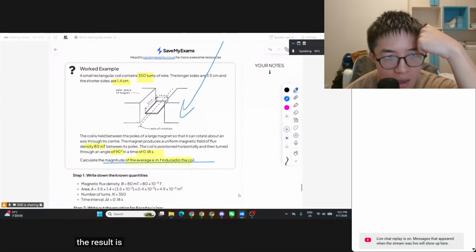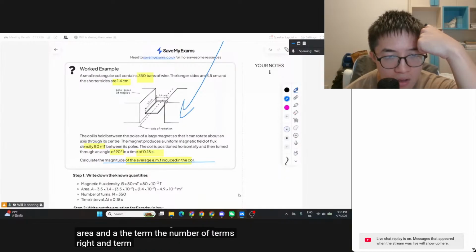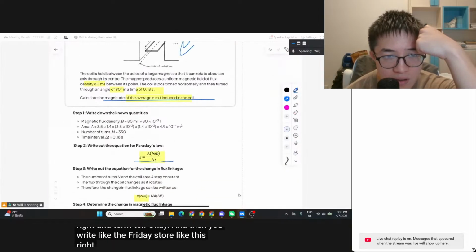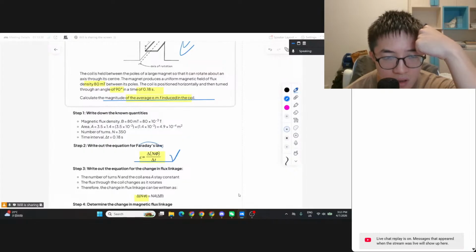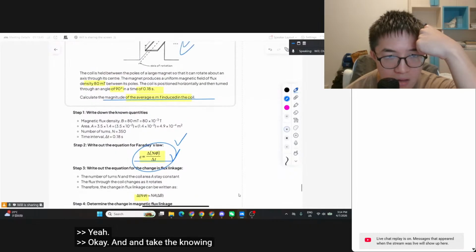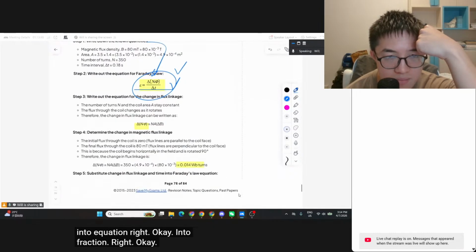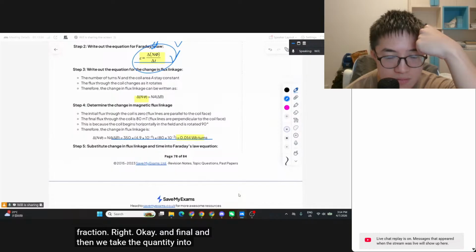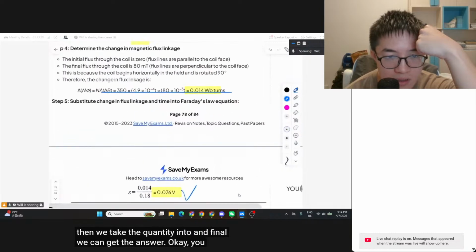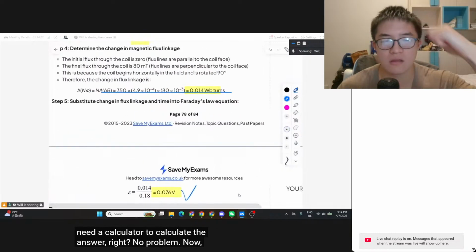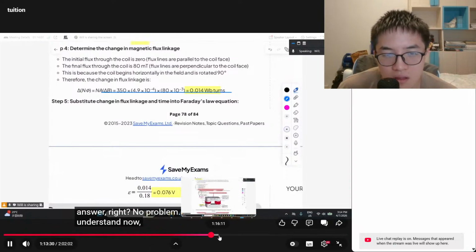What is the result? You have listed the variables, right? The flux, the area, and the number of turns, right? And the time, over 0.18, like Faraday's law. You write it like this. Then take the known quantities into the equation, into a fraction, and finally we can get an answer. You might need a calculator to calculate the answer. No problem now. Understand now?